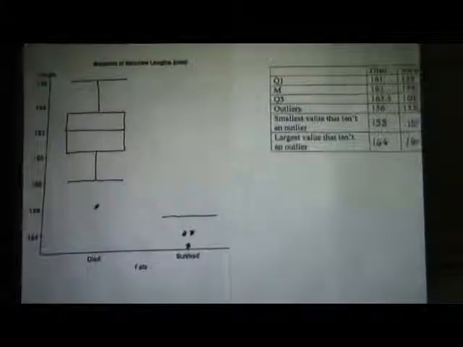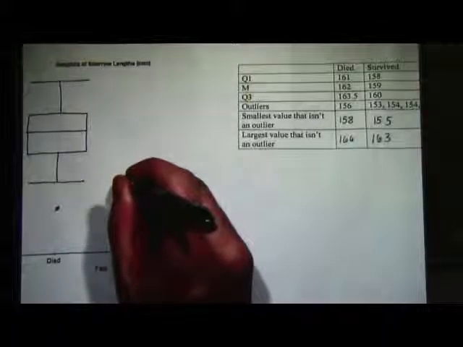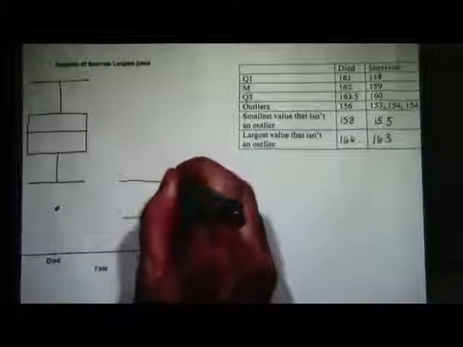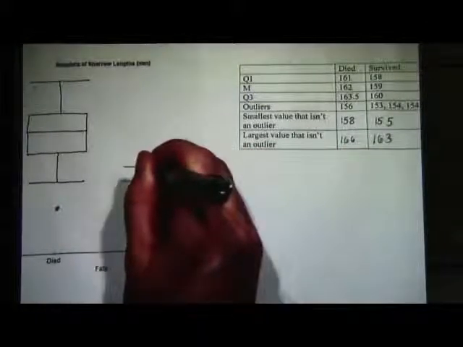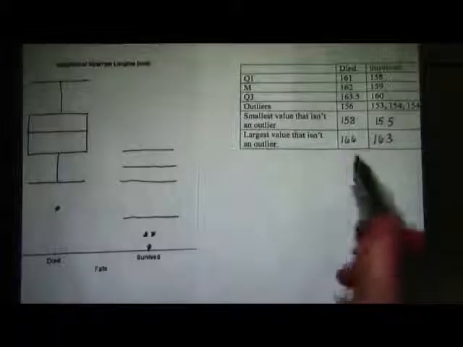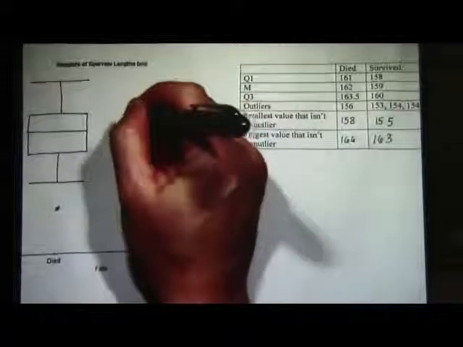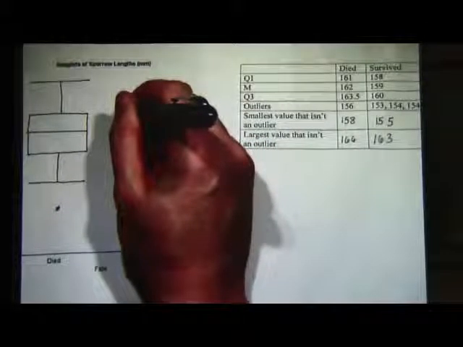Then we have our Q1 is 158, so I'll draw a line at 158 for Q1. Then my median is 159, so draw a line at 159. My Q3 is 160, so I have my 160 there. And then my largest value that isn't an outlier is 163, so I'll draw a line at 163.